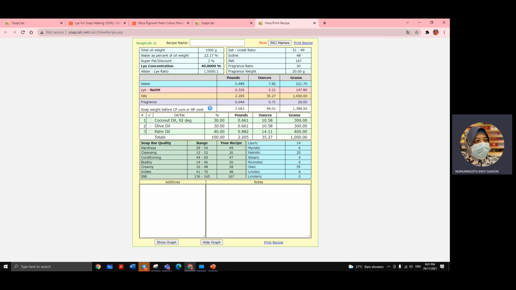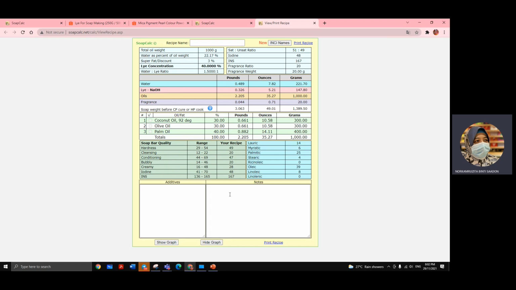Now take a look at your soap bar quality. If you look at the hardness, the range is 29 to 54, yours is 49. So you are in the range of hardness that you would like to have. Cleansing, yours is 20, the range is 12 to 22. So it has reached the specification that you would like to have. For conditioning, because we put olive oil, you can see it lies in this particular range. Bubbly also 20, which lies in the range. So it's okay.